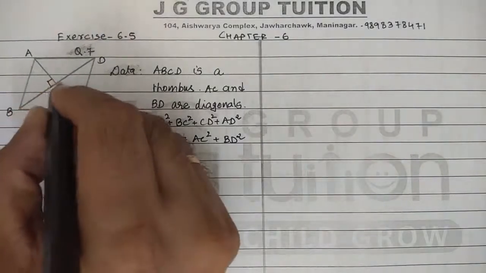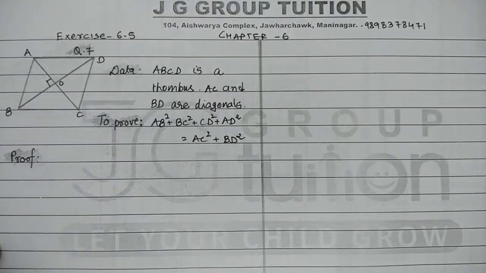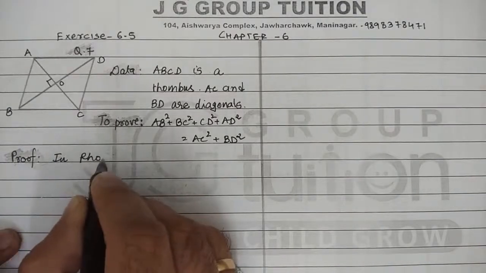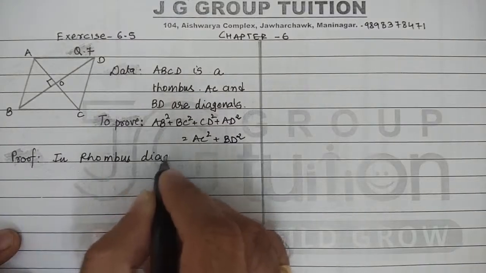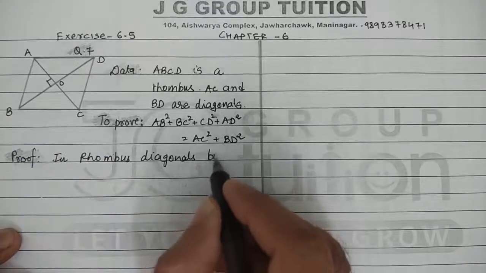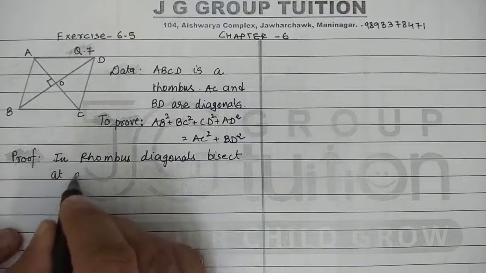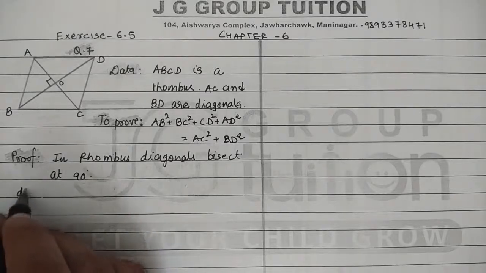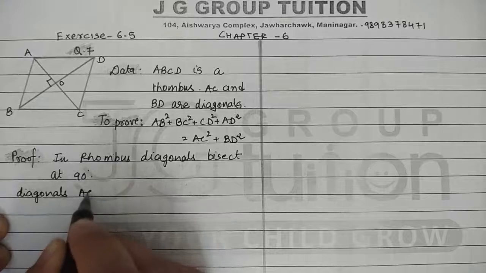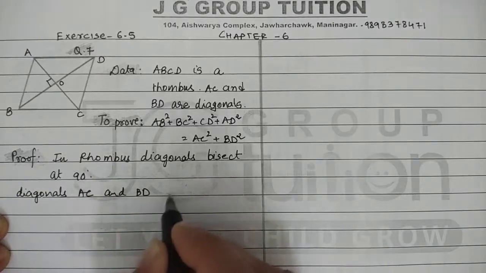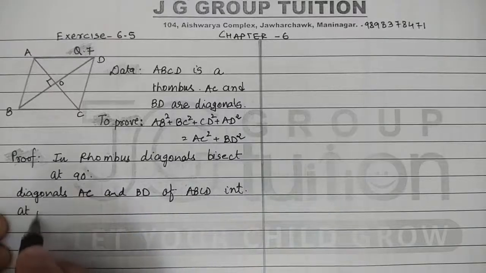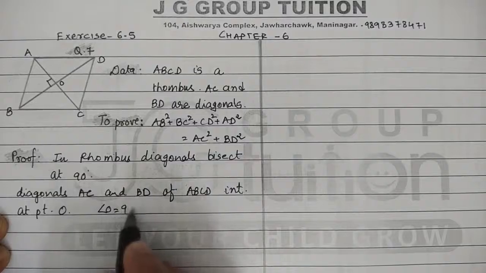So let's show here that point O is the intersecting point of the diagonals. So here let's write down that in a rhombus, diagonals bisect at 90 degrees. So here this property will be used to prove the required. So here we can say that the diagonals AC and BD of ABCD intersect at point O. So we can say that angle O must be a right angle.